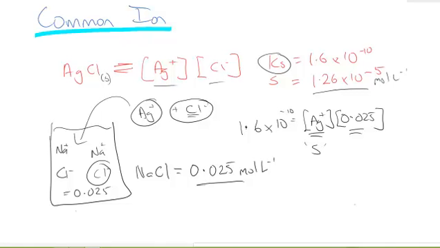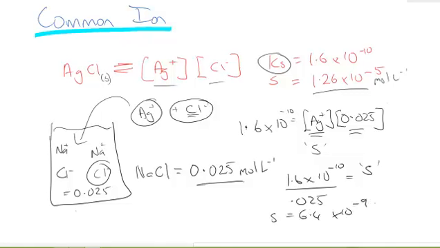Okay? So now if this had been a squared, obviously we'd square this number, and if this was squared we'd have to take the square root of it once we'd finished the calculation. But at this stage, if we just divide that through, we go 1.6 times 10 to the negative 10, that's the constant, and we divide by 0.025, that will give us the new S. So 1.6 exponent negative 10, divided by 0.025, and that equals 6.4 times 10 to the negative 9.